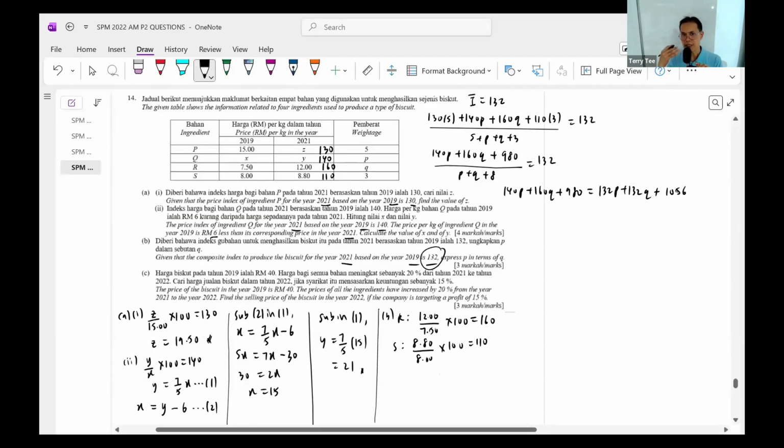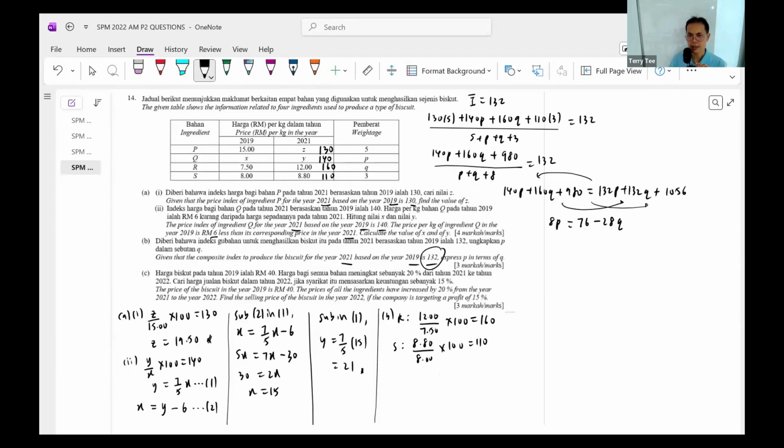1056. Okay, remember you're finding P in terms of Q. So you group all the P on the same side. Shift this P to the left, the Q to the right, this number to the right. 140 minus 132 is 8P. So 1056 minus 980 is 76. 132 minus 160 is negative 28.